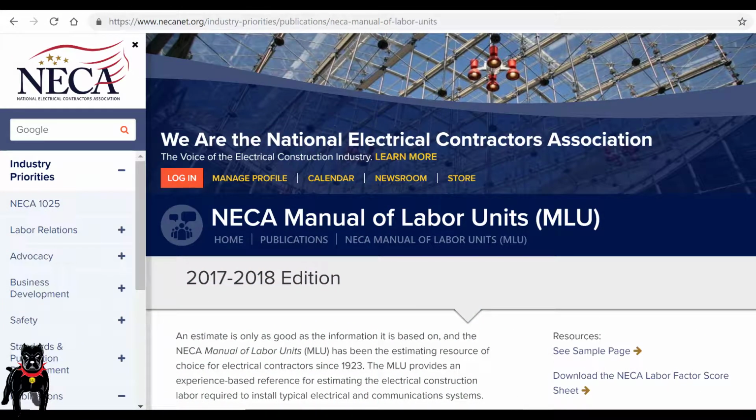And then there's a lot of discussion on what's included in labor units, what labor they include. So I thought we'd take a quick look at that. I want to go over to the NECA website and see what they have to say about it. We'll hit my computer here real quick, and then we'll come back and continue the discussion. Okay, so this is the NECA website, and you can see that they're telling us here that the NECA Manual of Labor Units, the MLU, has been the estimating resource of choice for electrical contractors since 1923. So they've been publishing their database for a long time. I guess since before it was a database, it was a book.